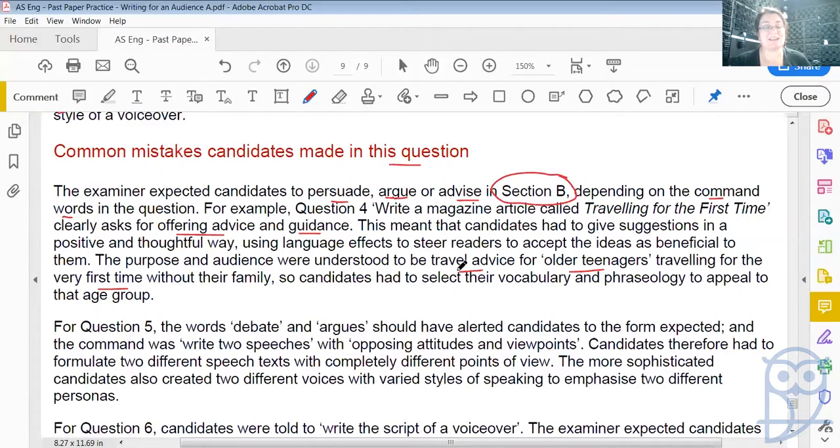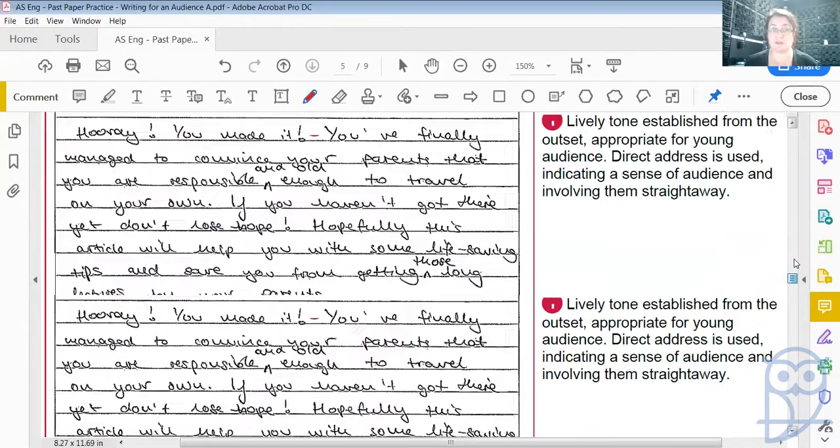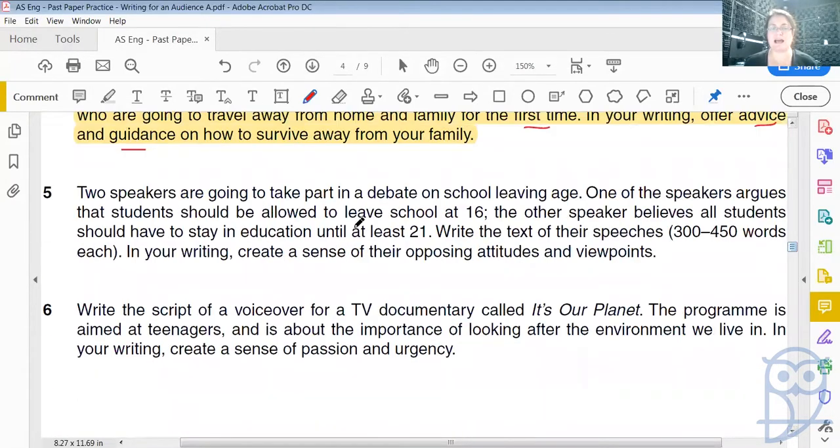So candidates had to select their vocabulary and phraseology to appeal to that age group. Okay, and since we're looking at how examiners expect you to respond to questions, I would just very quickly like to look at question 5 and question 6 to see if we can spot exactly what would be wanted of us if we were going to do those questions. So let's go up to question 5.